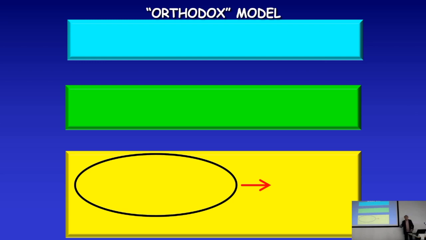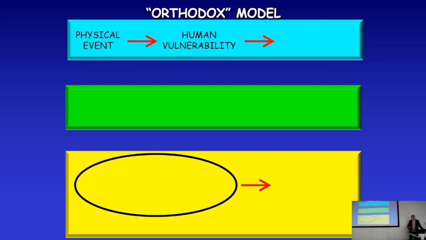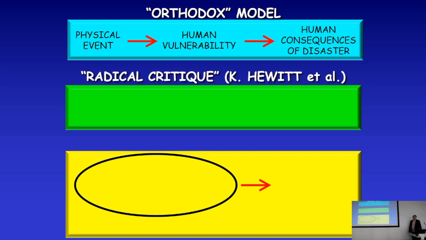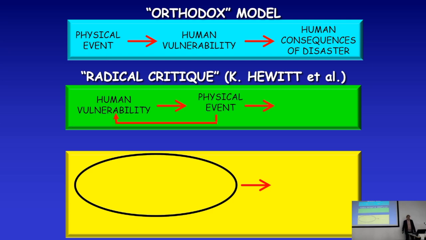We have 100 years. And we started with a nice simple linear model that has the advantage of simplicity and linearity. The physical event works on human vulnerability to give us the consequences. Okay, Hewitt and co. turned it round in 1983 with what came to be known as the radical critique, saying that what really matters is human vulnerability, with feedback loops to the physical event, which is merely the trigger, and the consequences.